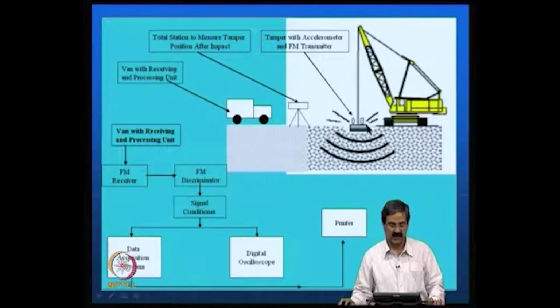This is one thing. Then you have a total station to measure tamper position after impact, like there is some sophisticated surveying equipment which can measure the tamper position, you know, like you would be interested in the depth and the impression it has caused and all that. And a WAN with receiving and processing unit, it is another one. Then you have all that data acquisition and all that.